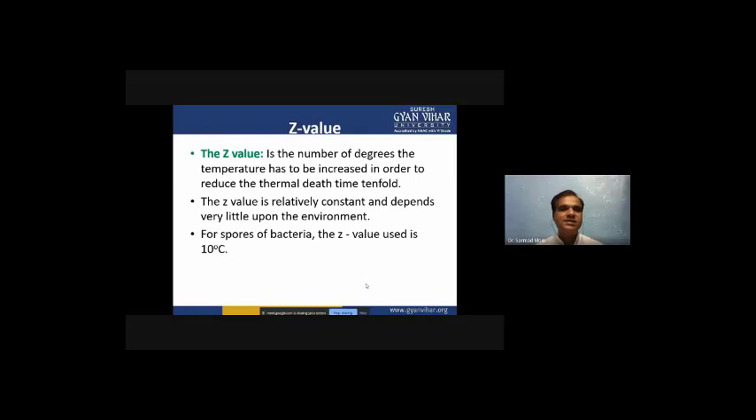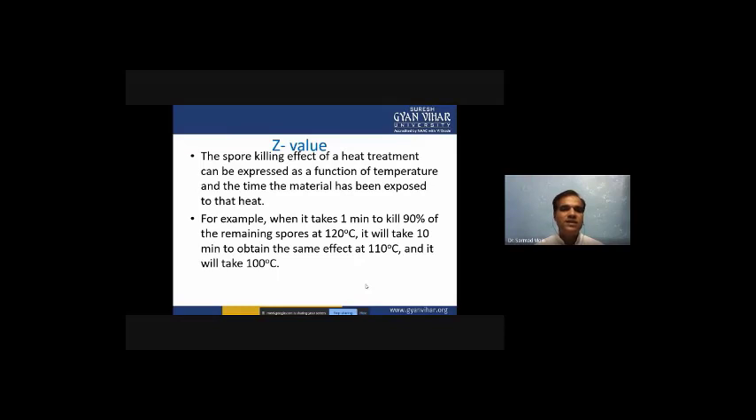The next is the Z value. Z value is the number of degrees the temperature has to be increased in order to reduce the thermal death time tenfold. So Z value is relatively constant and depends very little upon the environment. For spores of bacteria, the Z value used is 10 degrees centigrade. So the spore killing effect of heat treatment can be expressed as a function of temperature and time. One example we'll take to understand the Z value.